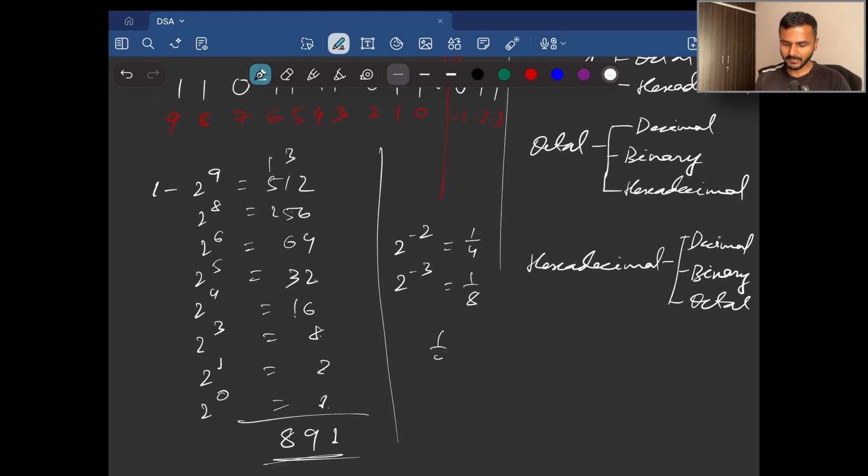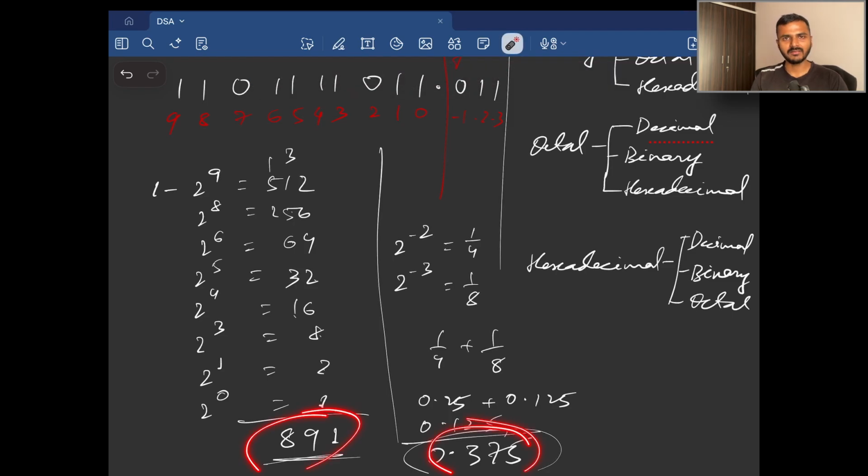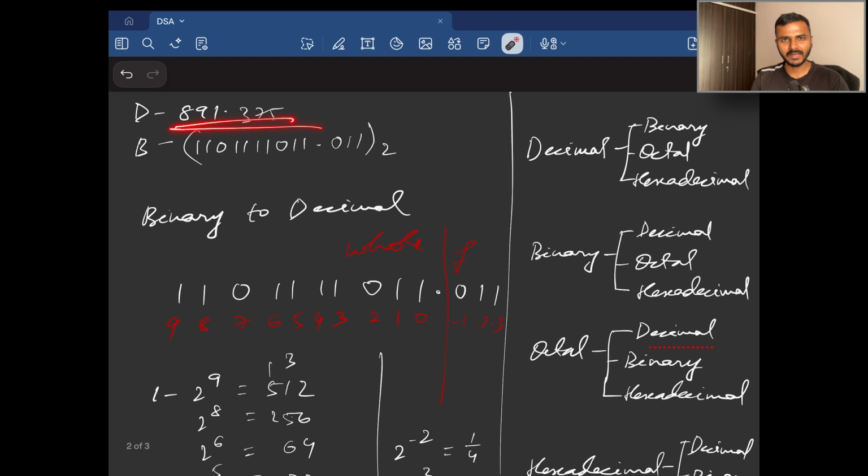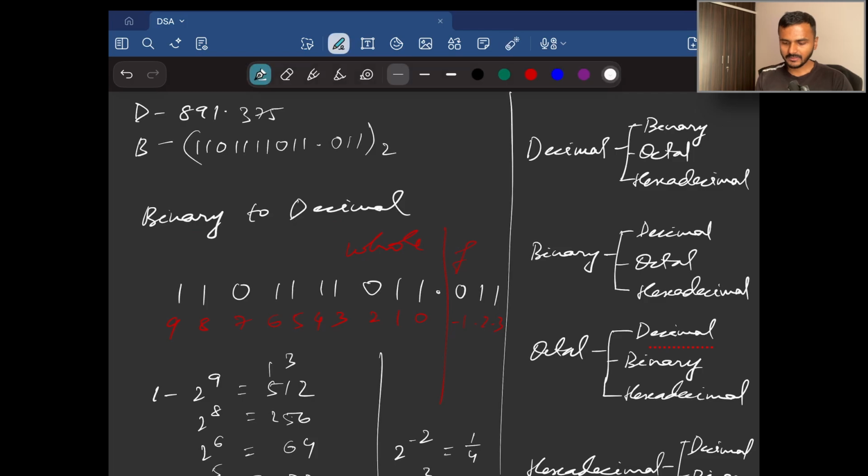For this, we can go for 1 by 4 plus 1 by 8. Now there are two ways. Either you convert both of them into decimal and add them, or you find the LCM and do the addition. I'll go for the decimal part. So it is 0.25 plus 0.125. And if you add them up, you're going to get 0.375. Again, we'll have to combine these two to get the final result, and the final result is 891.375, which is something that we were expecting anyway. So this is how we can convert binary to decimal. With this, we're done with decimal to binary, and we're also done with binary to decimal.